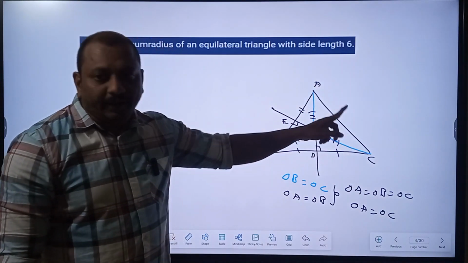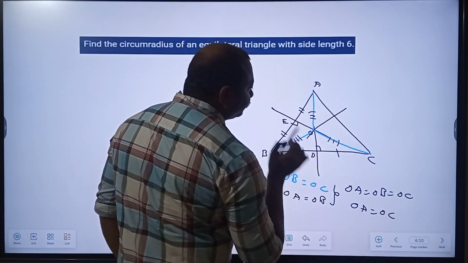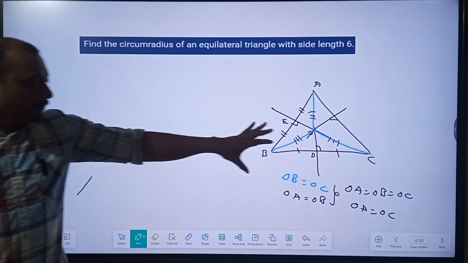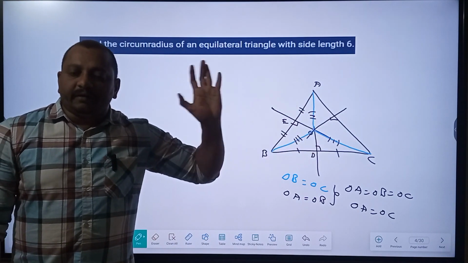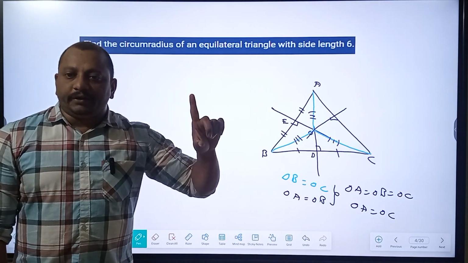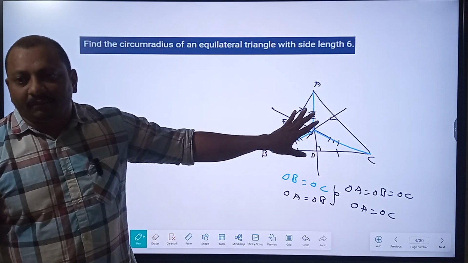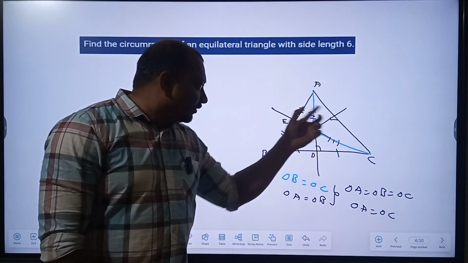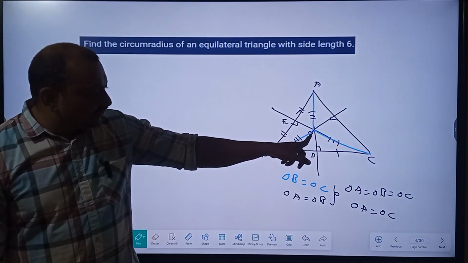So definitely this point O lies on the perpendicular bisector of AC also. Right? So from this we can conclude the perpendicular bisectors of this triangle ABC are concurrent. Lines are concurrent means they have a common intersection point. O is the common intersection point of all these three perpendicular bisectors, so they are passing through a point of intersection that is named O.